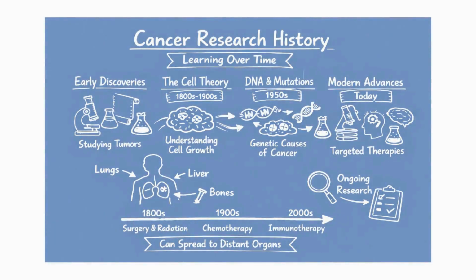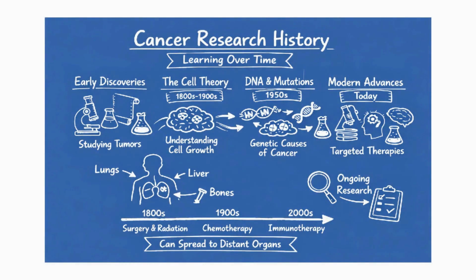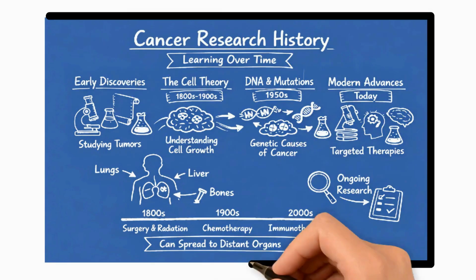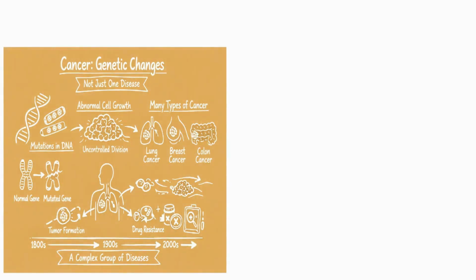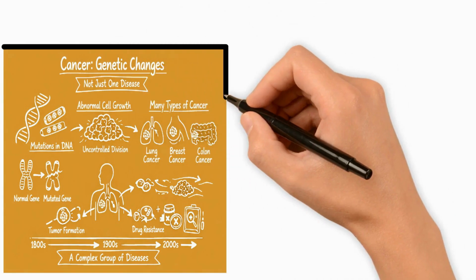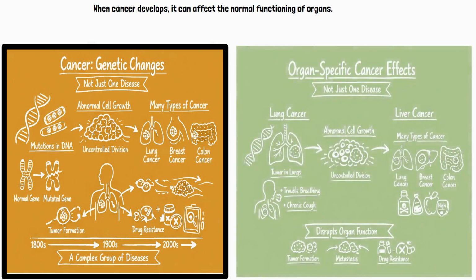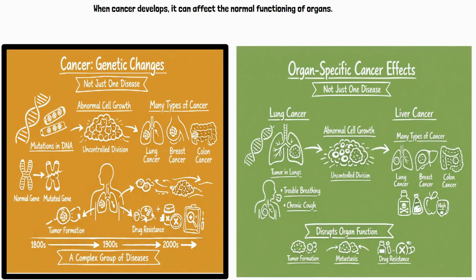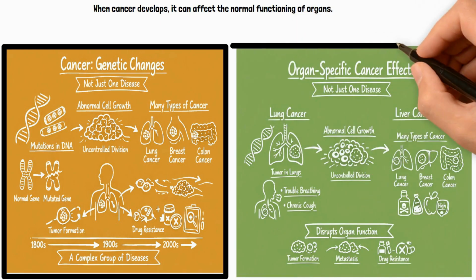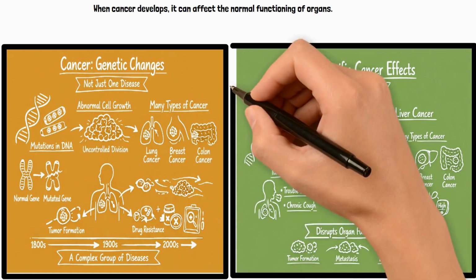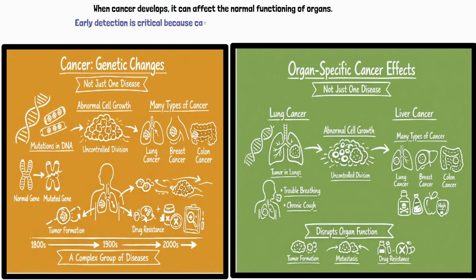The understanding of cancer has developed over time as scientists studied how cells behave. As research progressed, it became clear that cancer is not a single disease, but a group of diseases caused by genetic changes in cells. When cancer develops, it can affect the normal functioning of organs. For example, cancer in the lungs can interfere with breathing, while cancer in the liver can affect metabolism and detoxification. Early detection is critical because cancer is much easier to treat in its early stages.